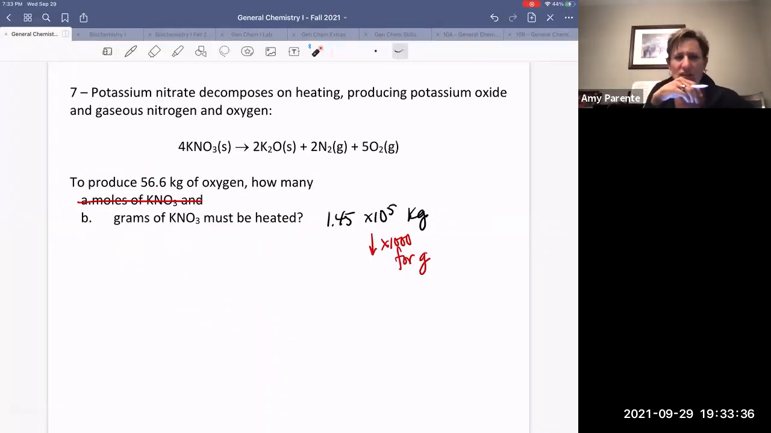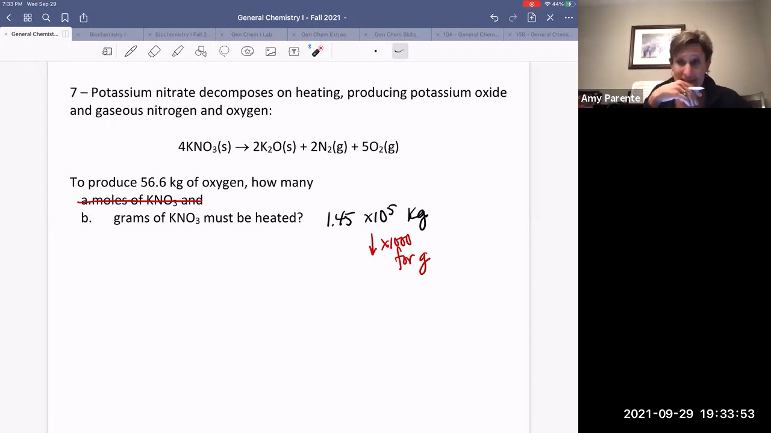And I'm crossing off the A part here because it actually is not, it's one step away from being B. So let's just take this all the way to the end. We've got a substance here, potassium nitrate, doing a decomposition reaction.